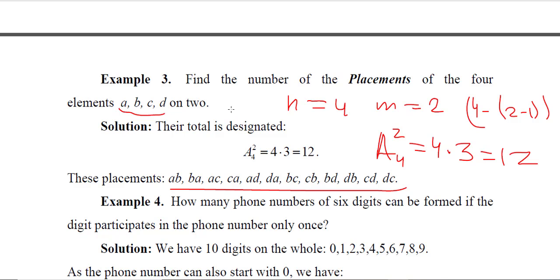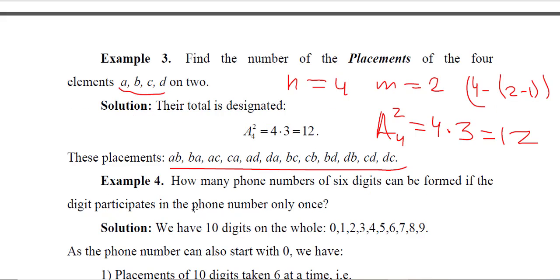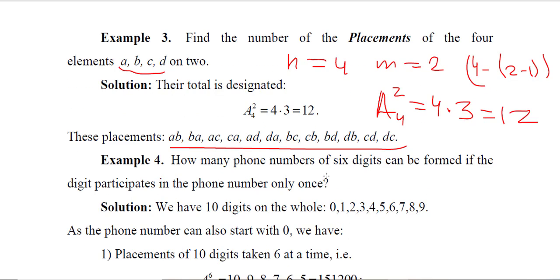And now, let's consider the next example. How many phone numbers of 6 digits can be formed if the digit participates in the phone number only once? So how many digits we have? We have 10 digits, yes? 0, 1, 2, 3, 4, 5, 6, 7, 8, 9. So we need to take here groups with how many digits? 6 digits. So this is again A. So here we have 10 digits. From 10 digits, 6 we need to take. A, 10, 6. This is placement.